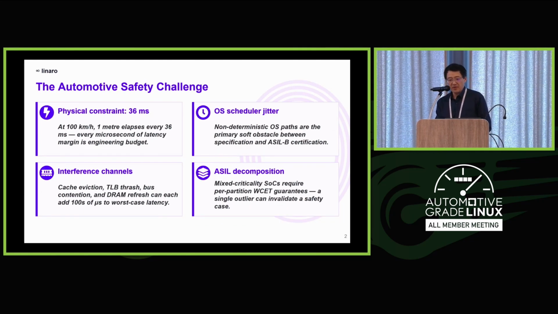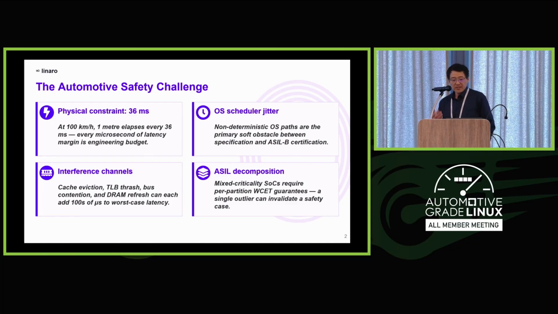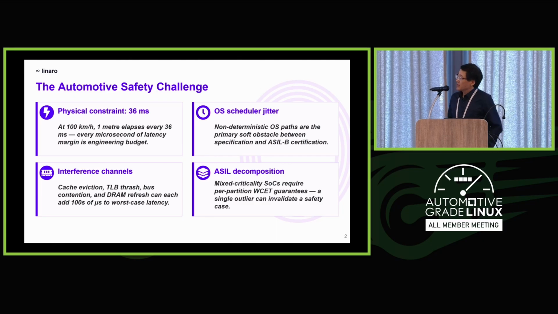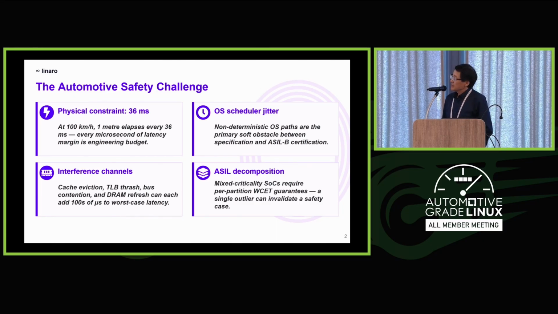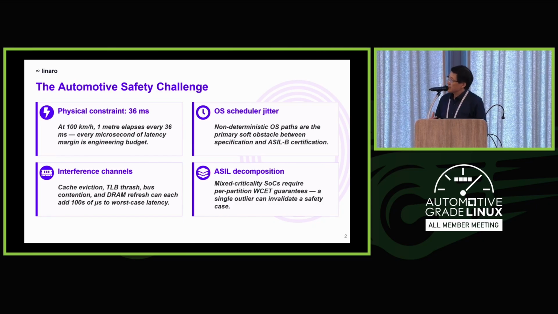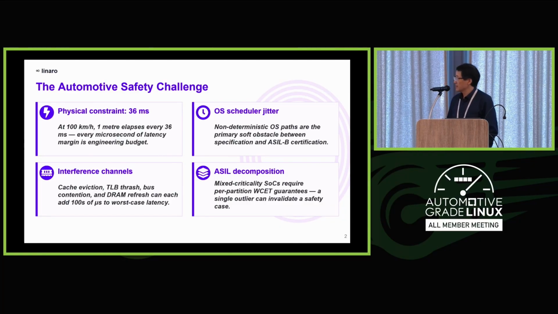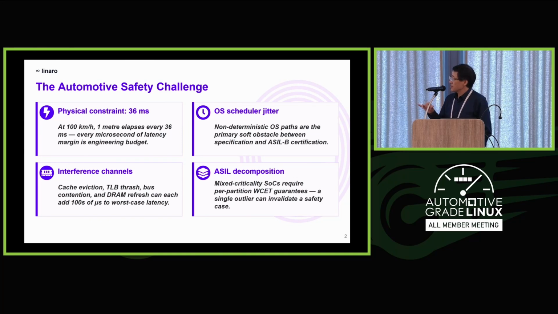I think my audience knows this much better than me. Essentially, what is the physical constraint, in terms of how we need the OS and also the safety application to address any external physical events, respond fast enough, then take action within a safety guarantee.